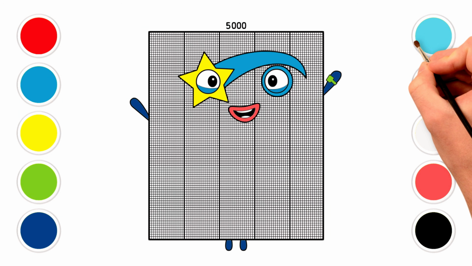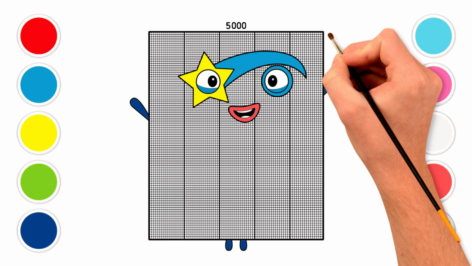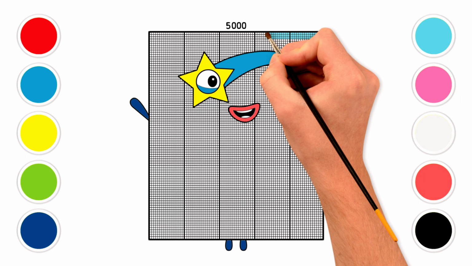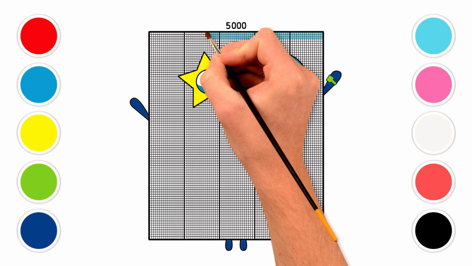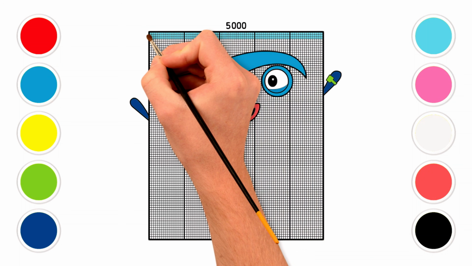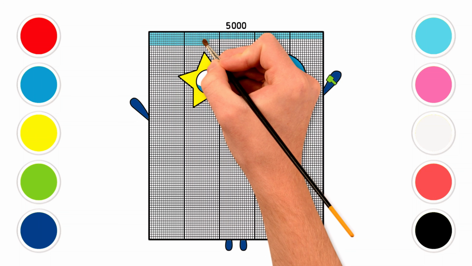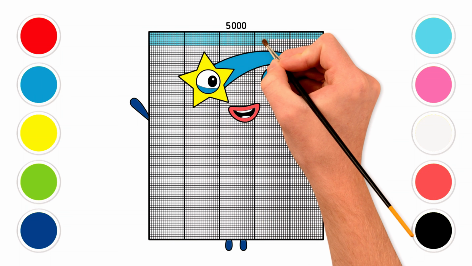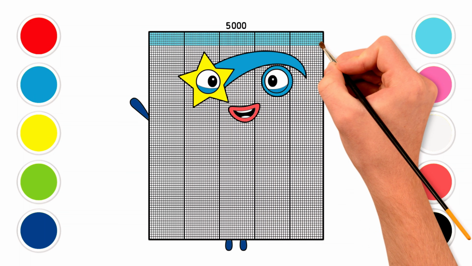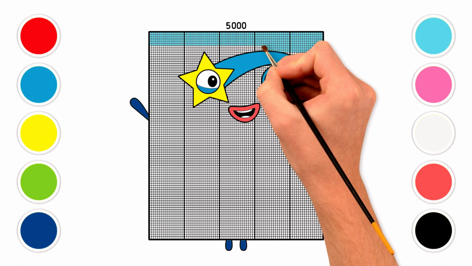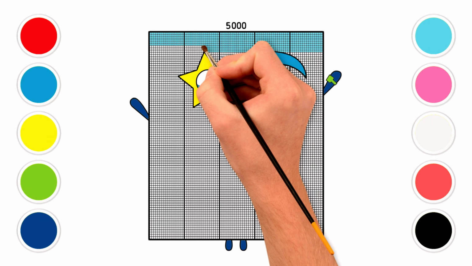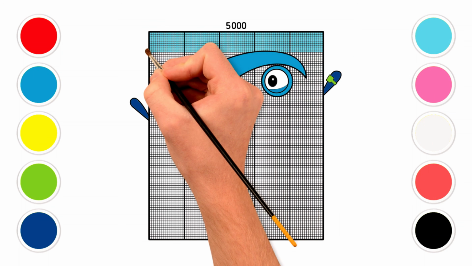And now the grand final color. Pick up sky blue. Beautiful bright sky blue. Spell sky blue. S-K-Y-B-L-U-E. Sky blue. Color the whole body sky blue. Every single one of those 5,000 blocks sky blue.